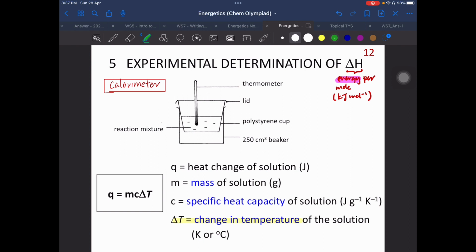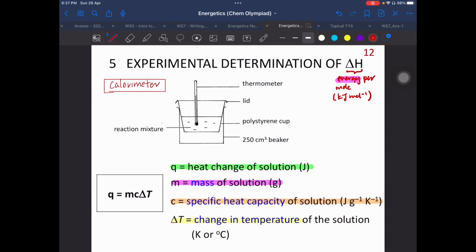Q refers to the heat change, right? The total amount of energy that is being released or taken in depending on the kind of reaction that we're looking at. M refers to the mass of the solution. And last but not least, C actually refers to this thing called specific heat capacity of solution.